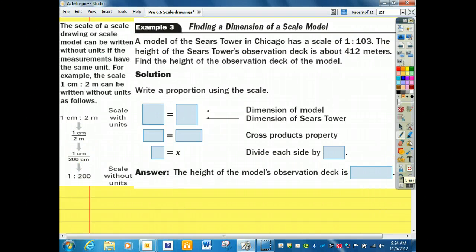Now let's read the problem. Has anybody ever been to the Sears Tower in Chicago? A couple of you. I've never been there. I heard it's pretty awesome. Is it pretty awesome? So a model of the Sears Tower in Chicago has a scale of 1 to 103. The height of the Sears Tower's observation deck is about 412 meters. Find the height of the observation deck of the model.